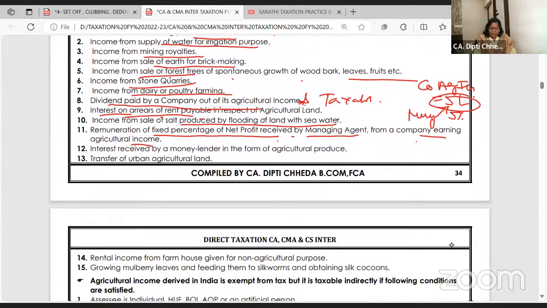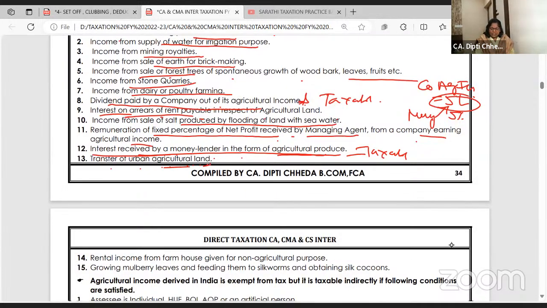Okay. Interest derived by a money lender in the form of agricultural produce. Lagan movie. Yeah. The farmer is getting agricultural income, but he has taken a loan from the king, and the king is saying, okay, you did not give money to repay the loan, so give us your agricultural produce. Followed or not? So if you have taken a loan and are paying interest to the money lender, for the money lender, very well it is taxable because it's their commercial income.